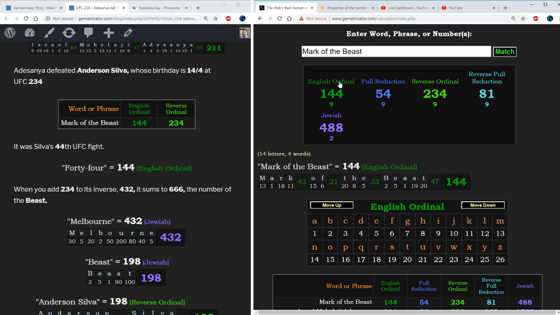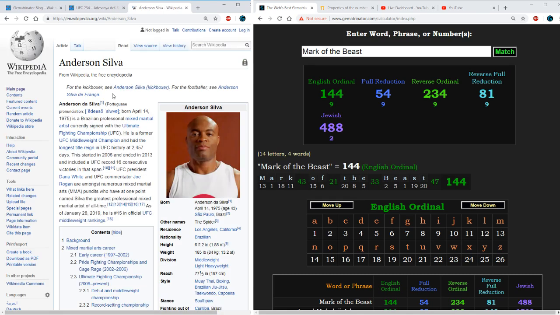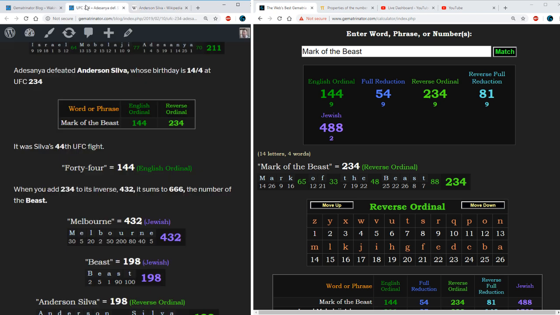Now in standard English ordinal, mark of the beast equals 144. And check out Anderson Silva's birthday, the man he defeated this night. He was born on the date April 14th, which is written 14/4 internationally, like in Australia where this fight took place. So how fitting for this alignment, 144-234, with this man losing at UFC 234.